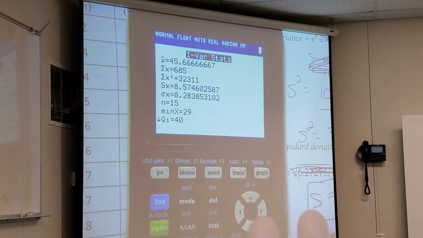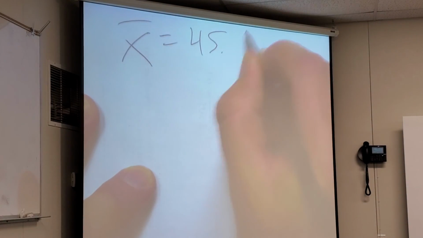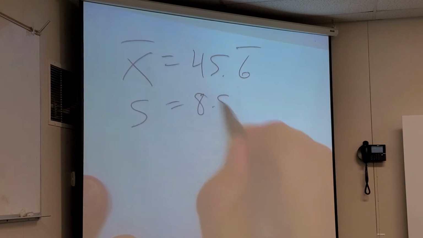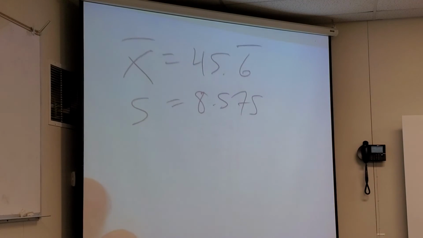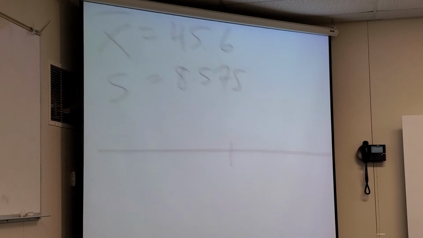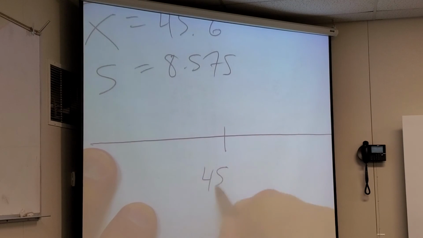And then part F. So we did part E. Let's do part F. So what did we just get? We got X bar was 45.6 forever. We got S was, what was it, Jeff? 8.575, right? So I want to know what percentage of the data points are within one standard deviation of the mean. Well, here's the mean.